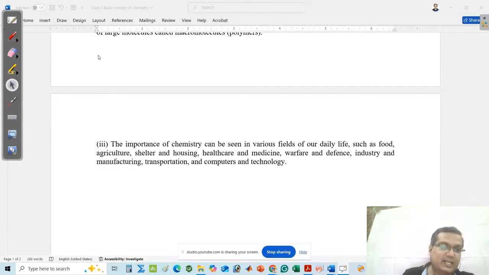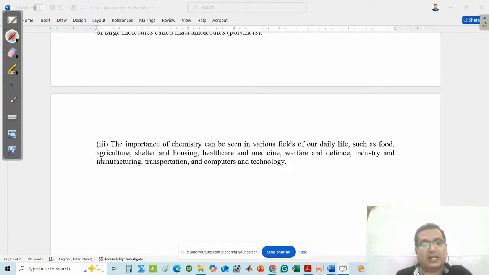Next is agriculture. In agriculture, different types of pesticides and insecticides are used. Also think about fertilizers. Fertilizers are used in agriculture. They also belong to chemicals, and such chemicals are generally related to chemistry.